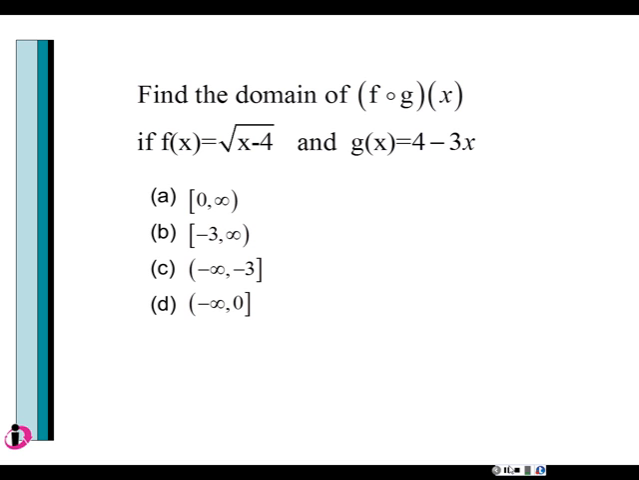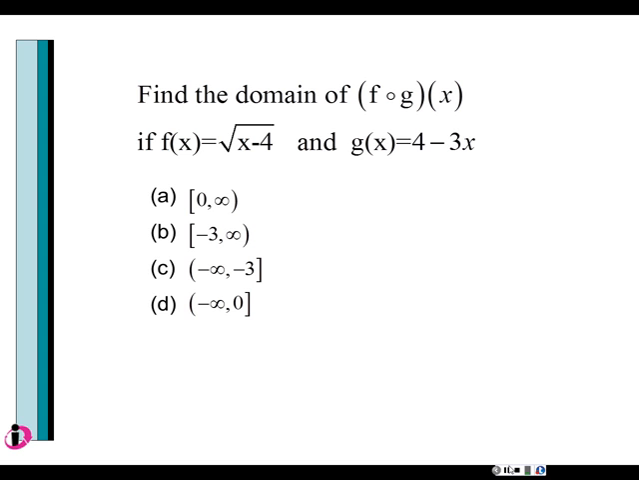Now what do you want to make sure? You want to make sure that this part here is always equal to 0 or greater. It cannot be negative, right? If it is negative, then it will be undefined. I'm saying you will get a complex number, not a real number. So g of x minus 4 has to be greater than or equal to 0. That means what?